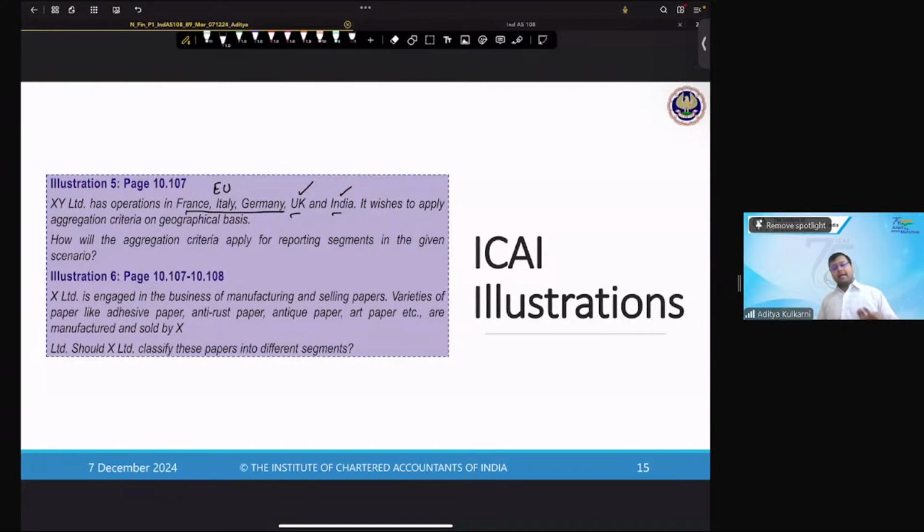At the most, I can aggregate into 3 various segments. Yes, sir. European Union, UK, and India. Okay, so that takes care of this. Coming to the next one.